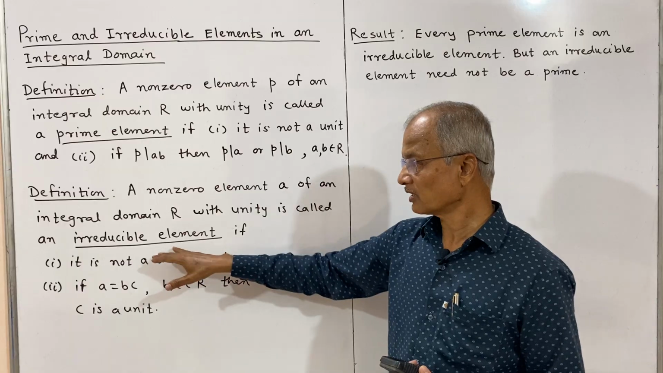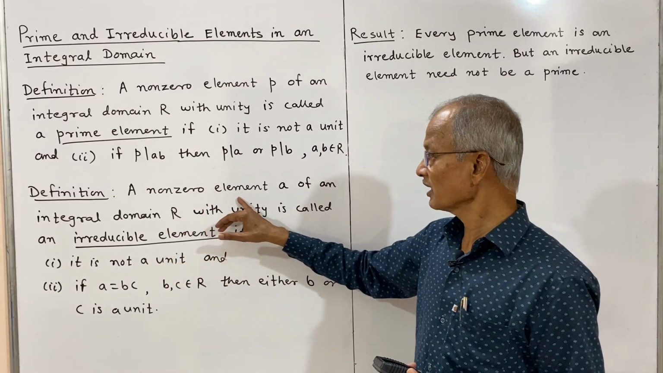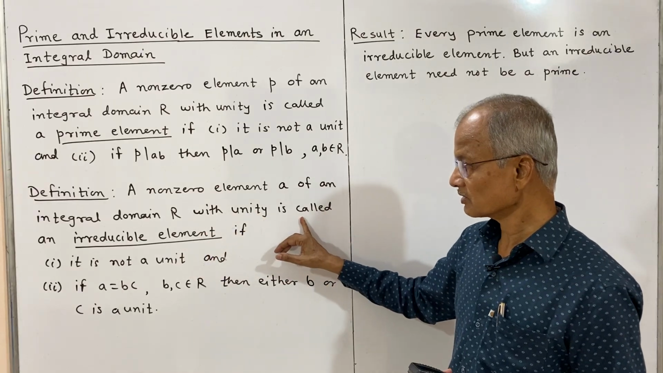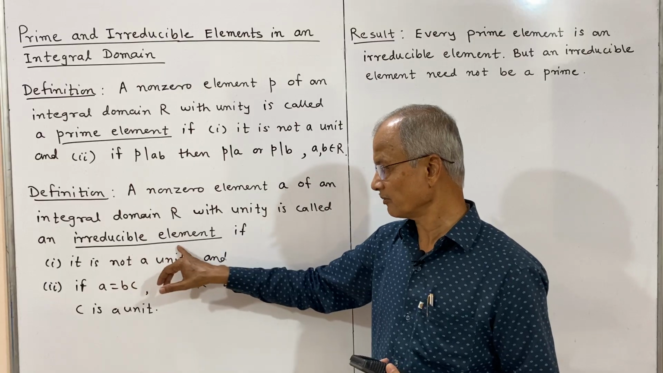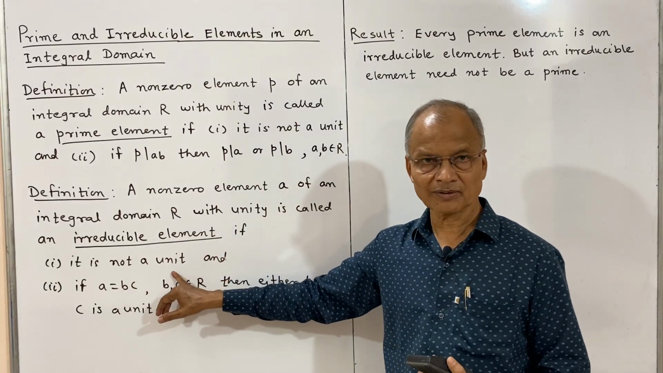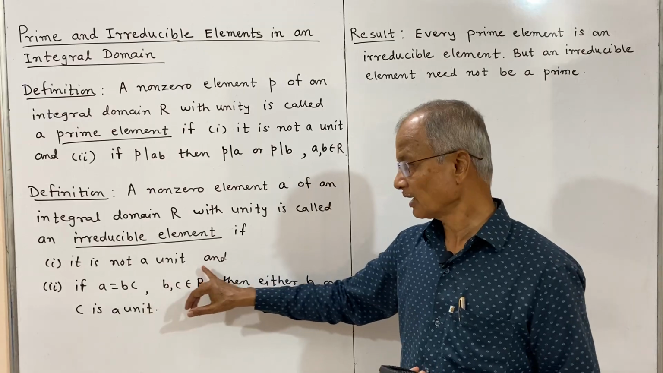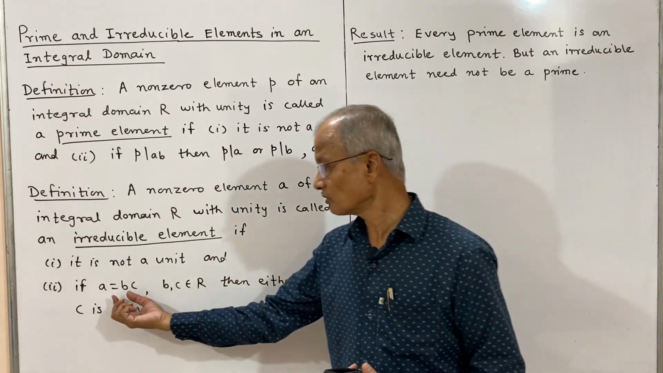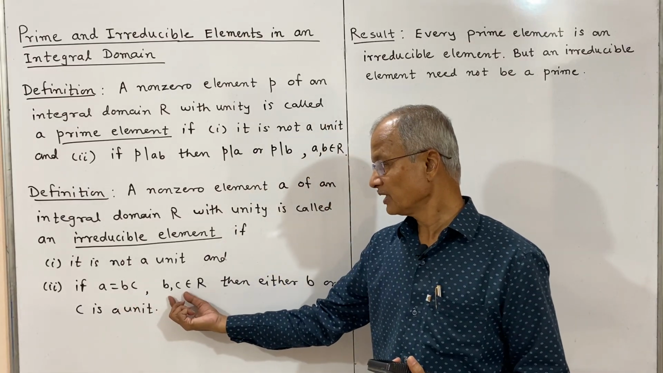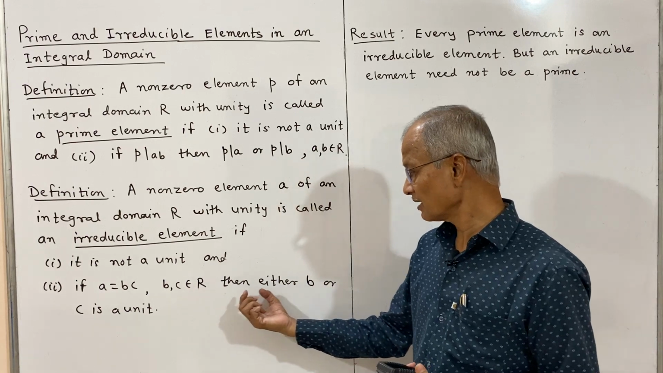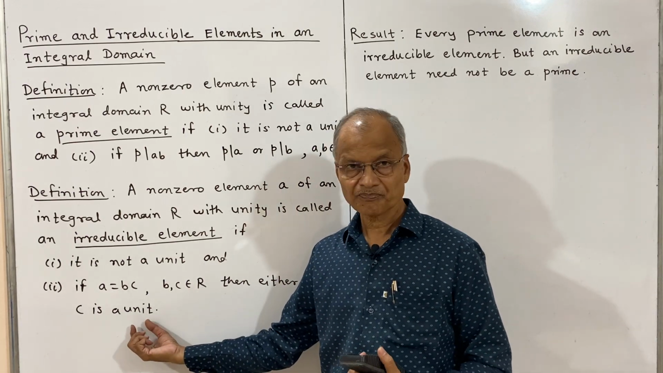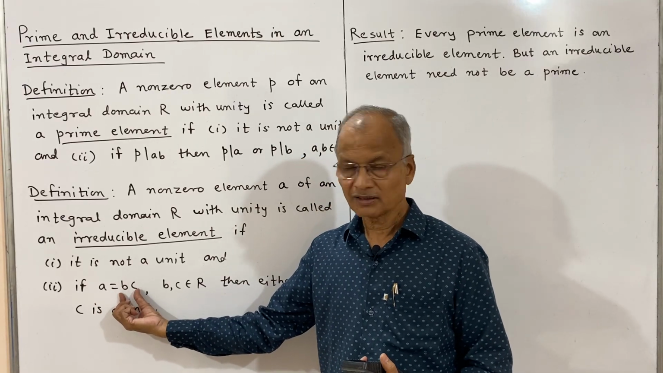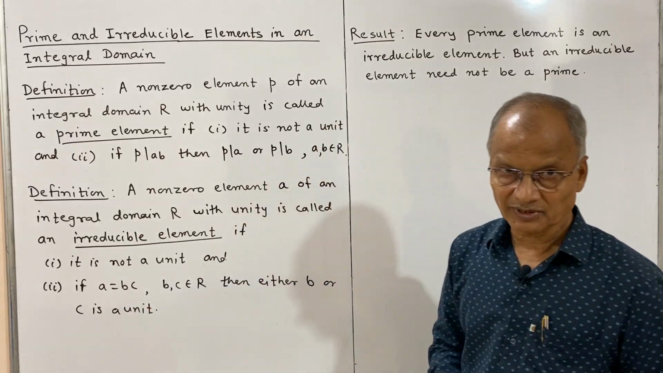The second definition is for irreducible element. A non-zero element A of an integral domain R with unity is called an irreducible element if the first condition is the same again, it is not a unit. And the second condition is slightly different here. If A is equal to B into C, where B, C are in R, then either B or C is a unit. If A is written as B into C, then one of these must be a unit. Then we say A is irreducible.